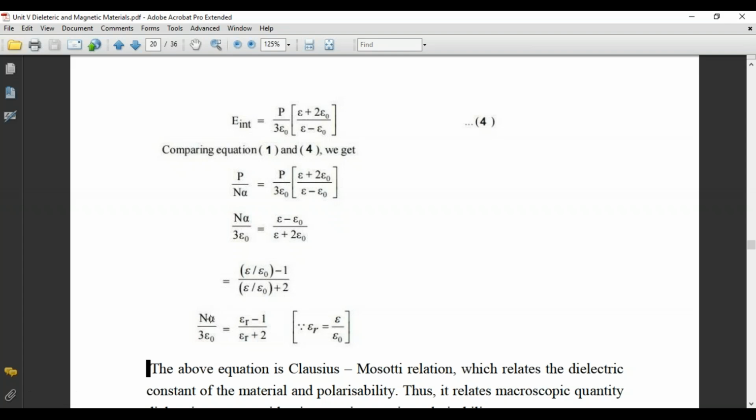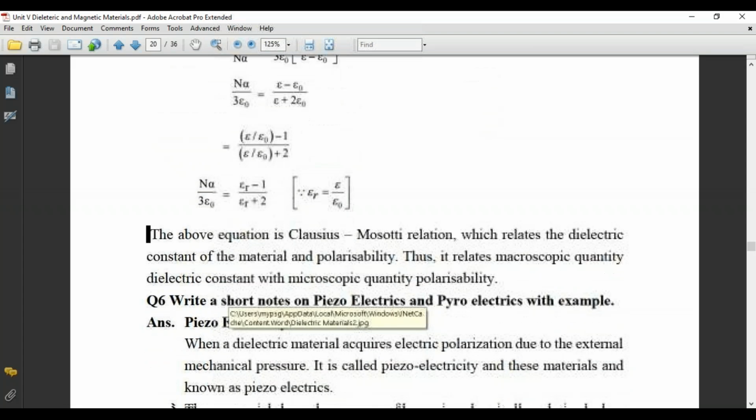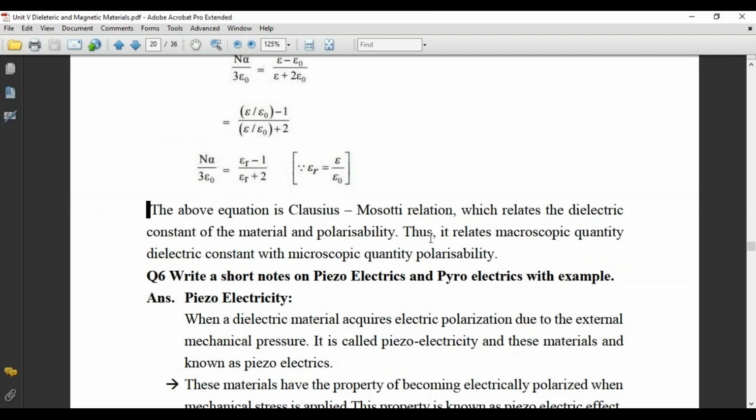It gives the relation between the polarizability and dielectric constant. The above equation is the Clausius-Mossotti relation, which relates the dielectric constant of a material and its polarizability. Thus, it relates the macroscopic quantity, the dielectric constant, with the microscopic quantity, polarizability. That means the dielectric constant is the macroscopic quantity and polarizability is the microscopic quantity. So this is the main significance of the Clausius-Mossotti equation. So I'll stop here.